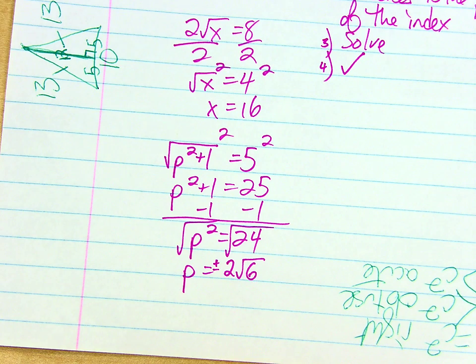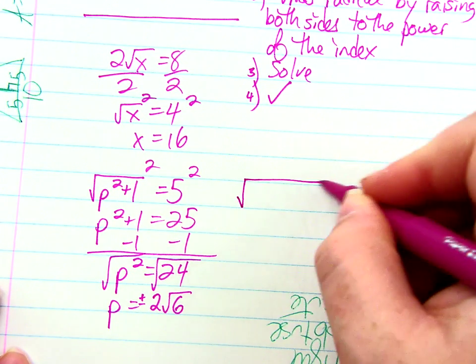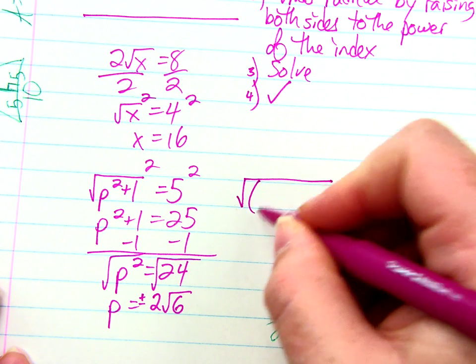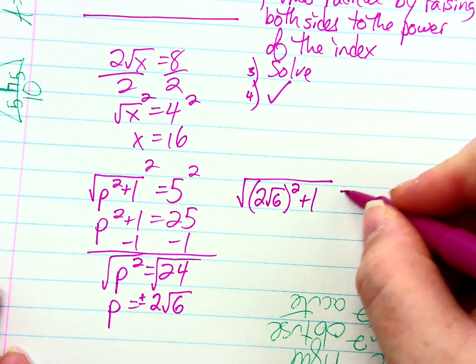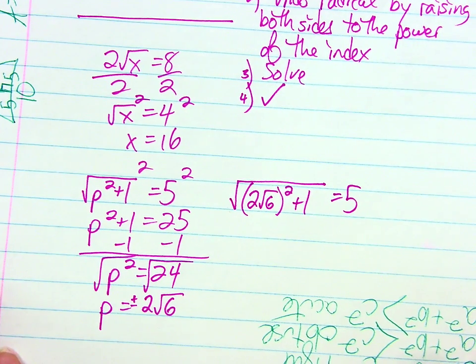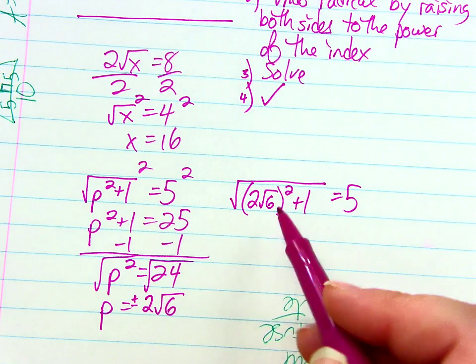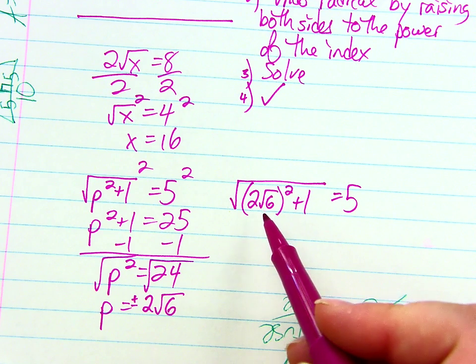So if I check this one, according to this, 2 root 6 should work and negative 2 root 6 should work. Let's try it. So p squared. If p is 2 root 6, I'm going to have 2 root 6 squared plus 1. I want to know if the square root of that really is 5 or not. What is 2 root 6 squared?